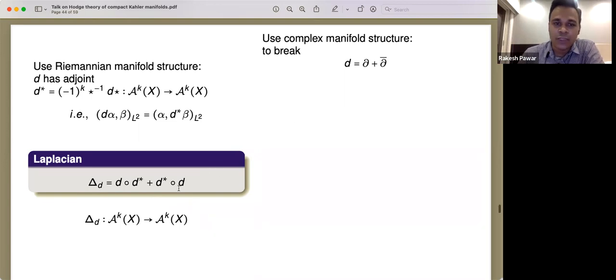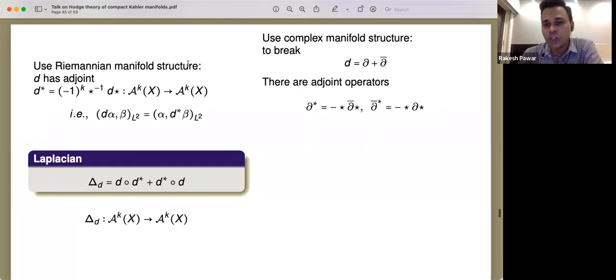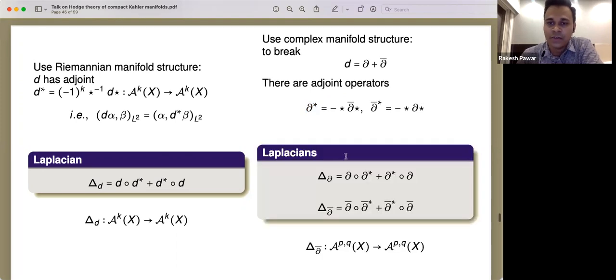Now let's use the complex manifold structure. If you remember, the complex manifold structure broke this differential d into two pieces, del and del bar. And again, using the Hodge operator, which came from the differential manifold structure, I can define adjoints of these, del star and del bar star. Okay, some explicit formula.